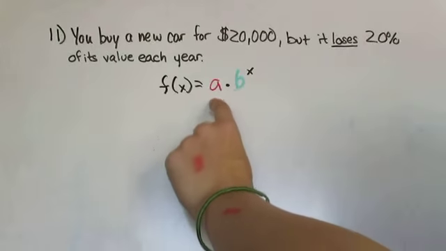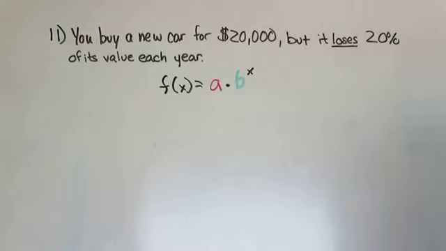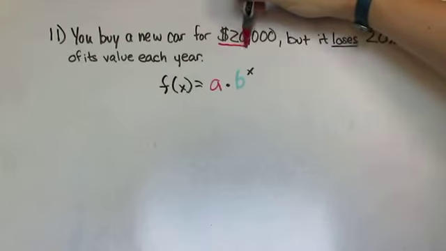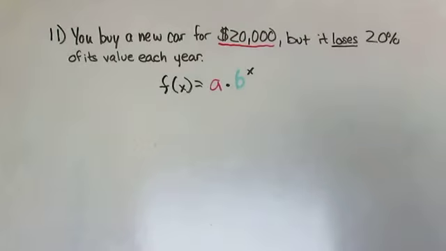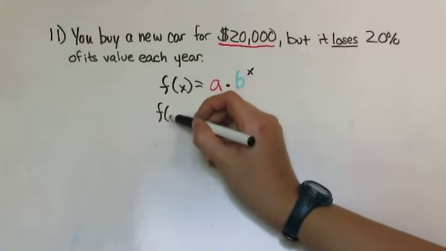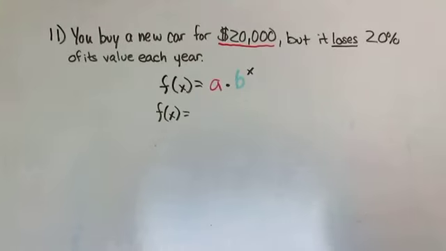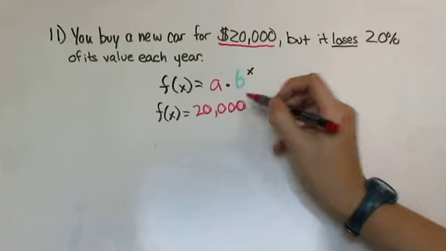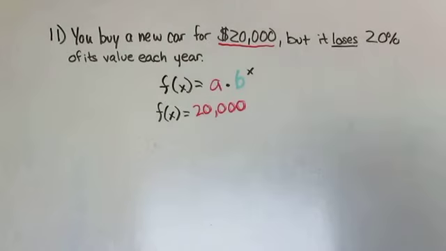A is going to be our starting value. So looking at this problem, what is our starting value? Well, we bought a new car, so when we started with our car, it originally cost us $20,000. So I would write f of x equals 20,000.